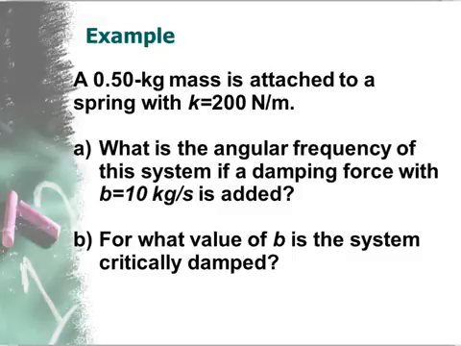So in this example we have a mass of 1/2 kilogram that's attached to a spring whose spring constant is 200 newtons per meter. And we're being asked what is the angular frequency of this damped system if the damping coefficient B is added to the system, so a damping force with B equals 10 kilograms per second. And if you might remember from our lecture, that damping force F is equal to negative B times V. So they're really talking about that coefficient B.